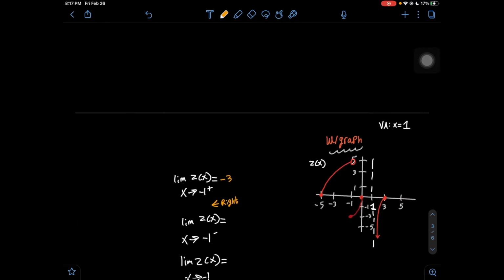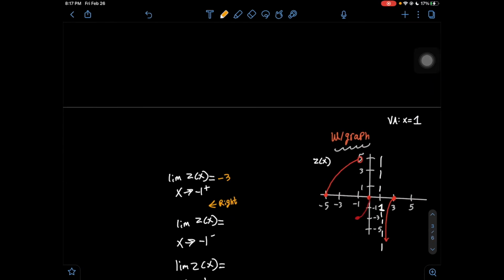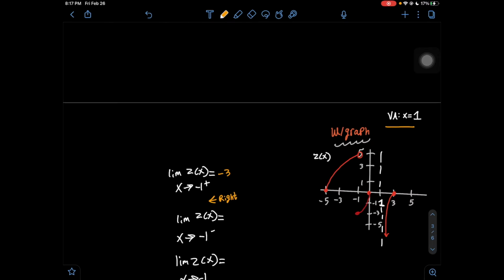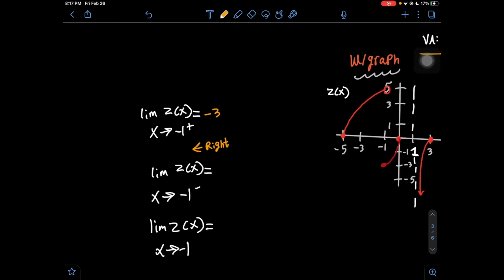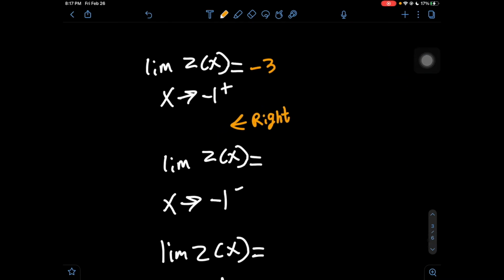You also might notice that this graph has an asymptote at x equals 1 as noted up here, and that's where it gets interesting in this problem. Let's keep going. So now in this question, it's asking for the limit of z of x as x approaches -1 minus. And that minus again is how it's approaching from the left. So let's go back to the graph and see how the graph is approaching -1 from the left side.